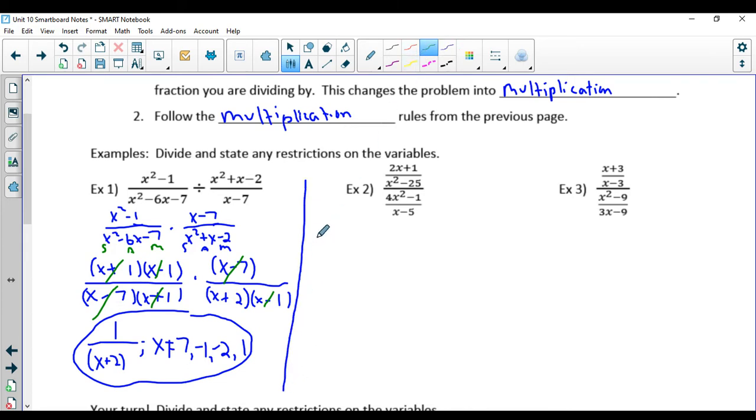All right, if we look at example 2, remember, although this looks different, it looks like two big fractions in one. This fraction bar really means division. So the first thing I'm going to do is keep this the same. I'm going to change that division bar to multiplication, and then I can flip this second fraction. So I have x minus 5 on top and 4x squared minus 1 on the bottom.